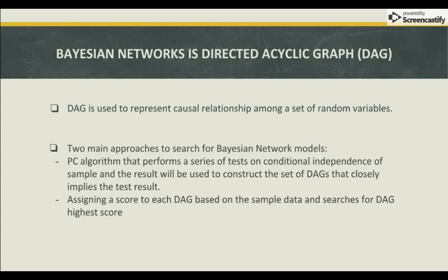Two main approaches to search for Bayesian network models are, first, PC algorithms that perform a series of tests on conditional independence of the sample, and the result will be used to construct the set of DAGs that closely implies the test result. Next is assigning a score to each DAG based on the sample data and searching for the DAG with the highest score.